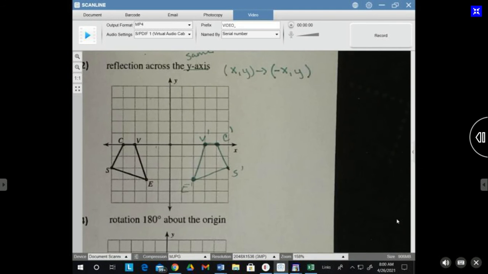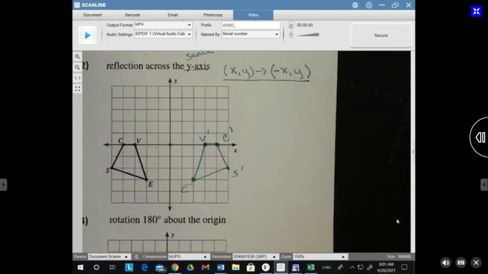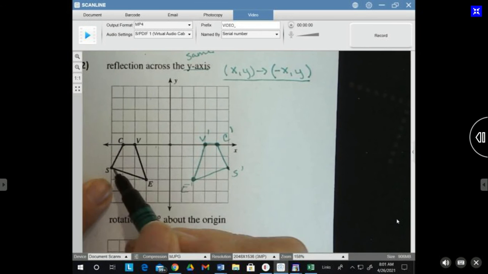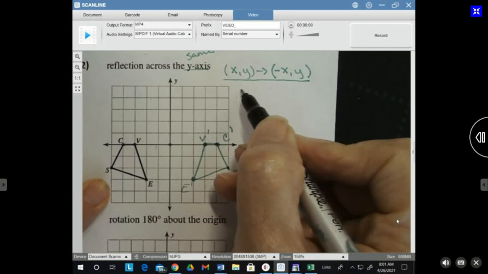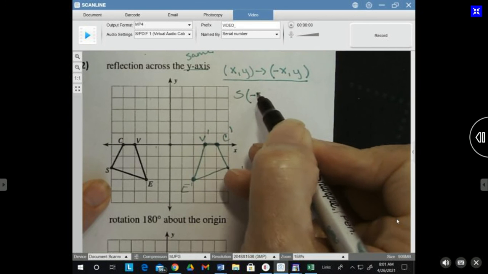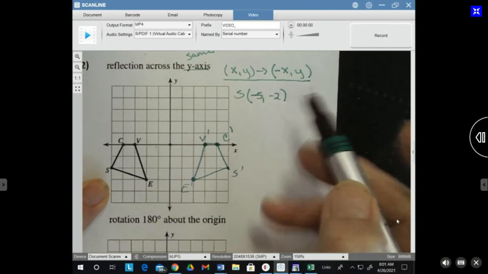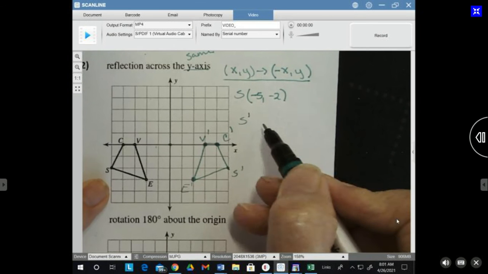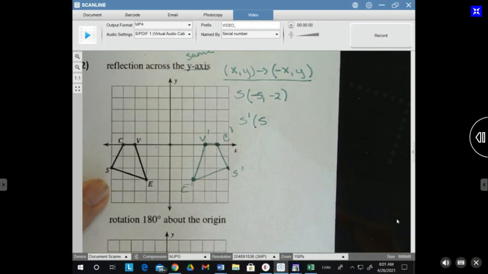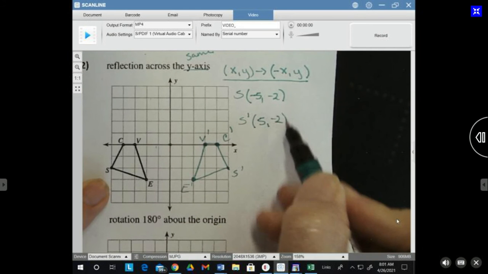All right, so a test question: using your rule, let's do S. What coordinate do we have for S? All right, now apply your rule to it. The opposite of X would mean S prime has to be a positive 5, right? And Y stays the same. So that's a negative 2.